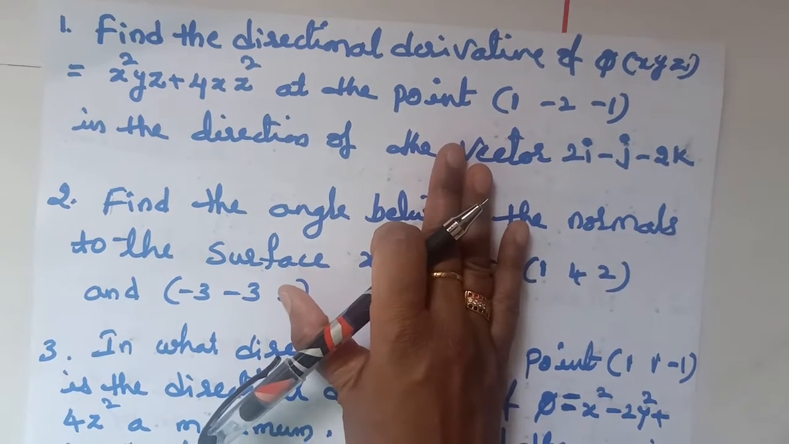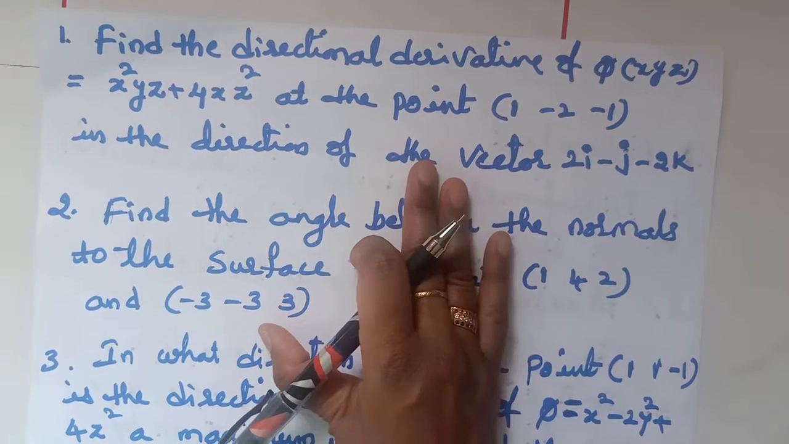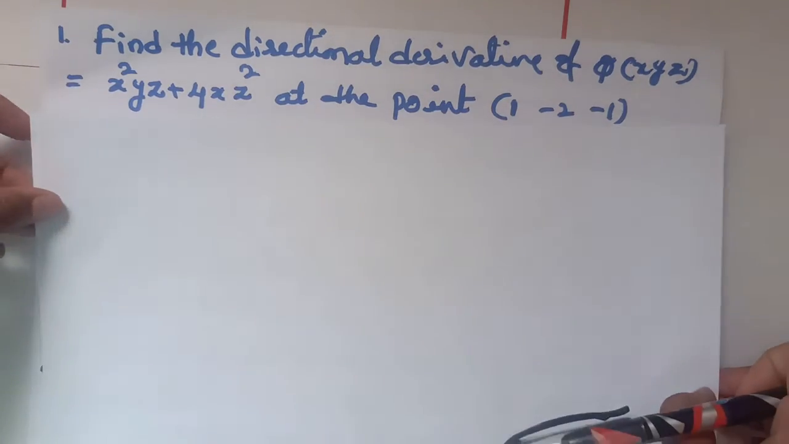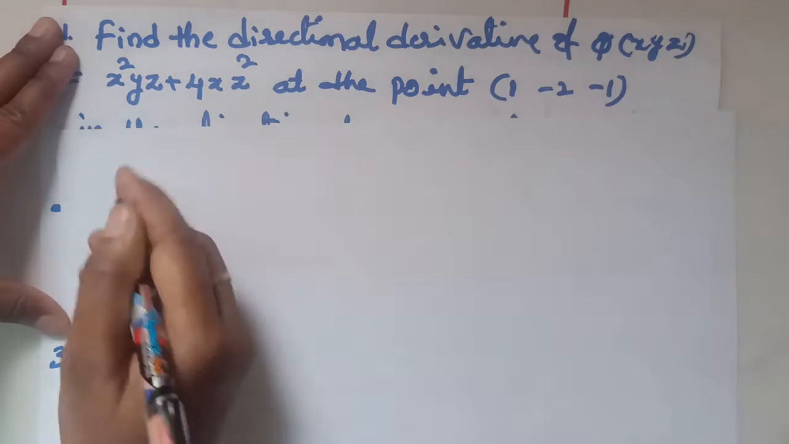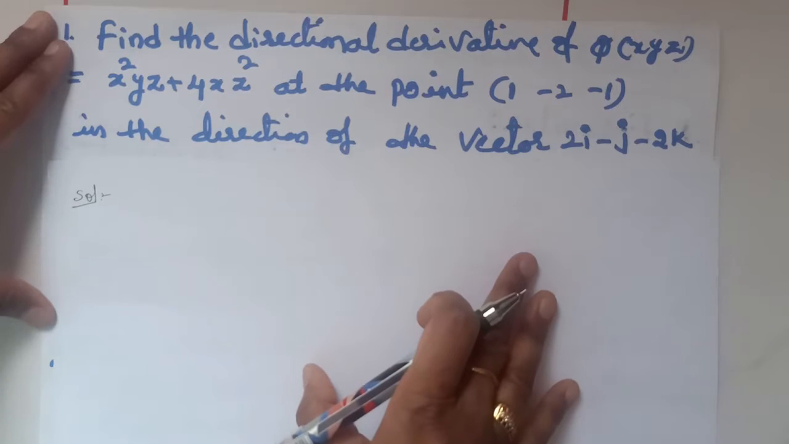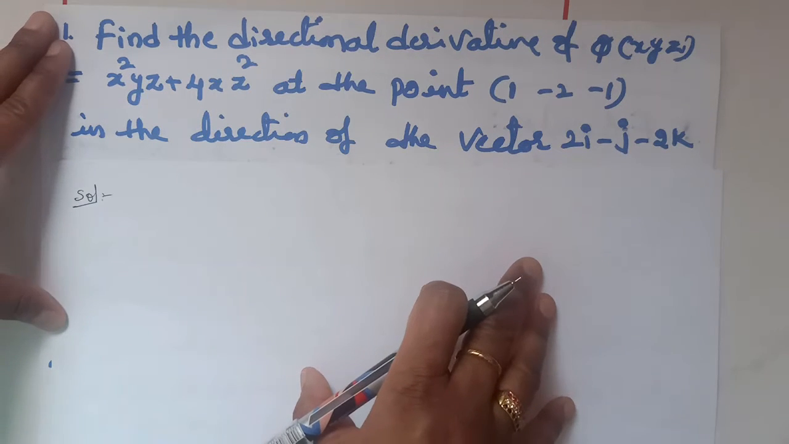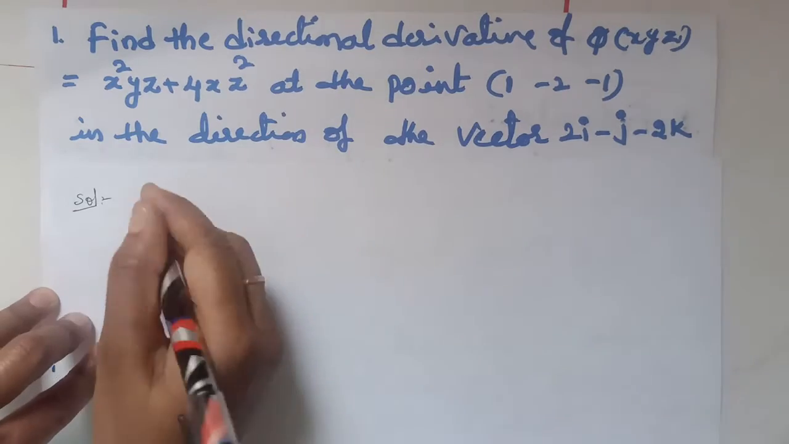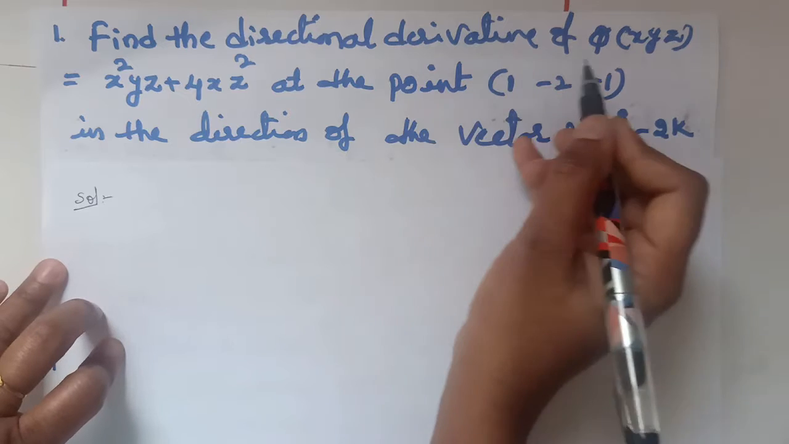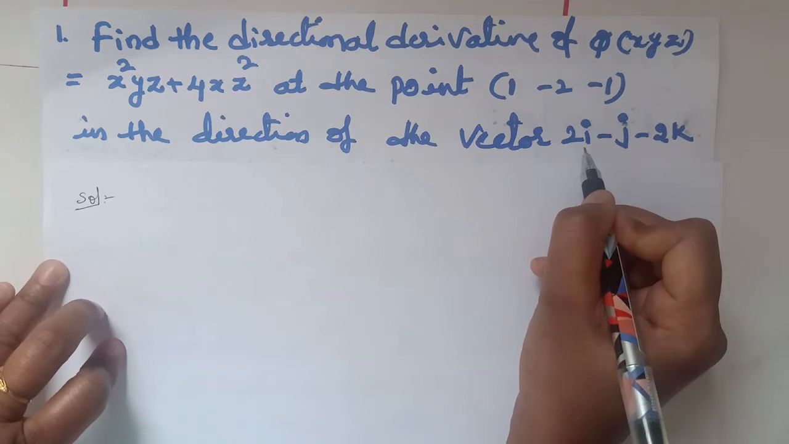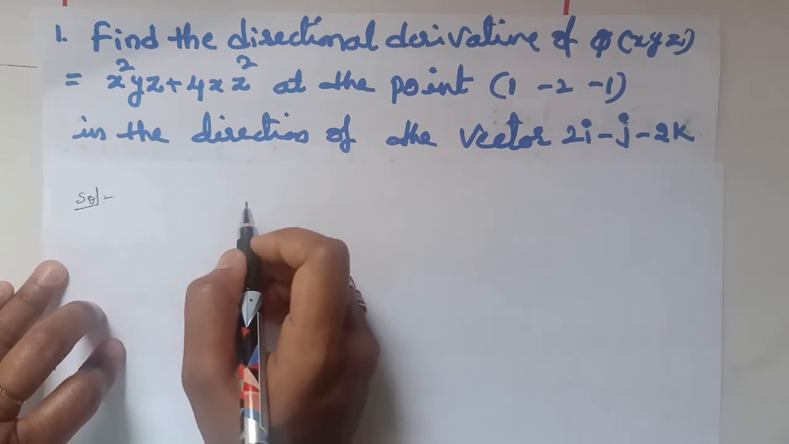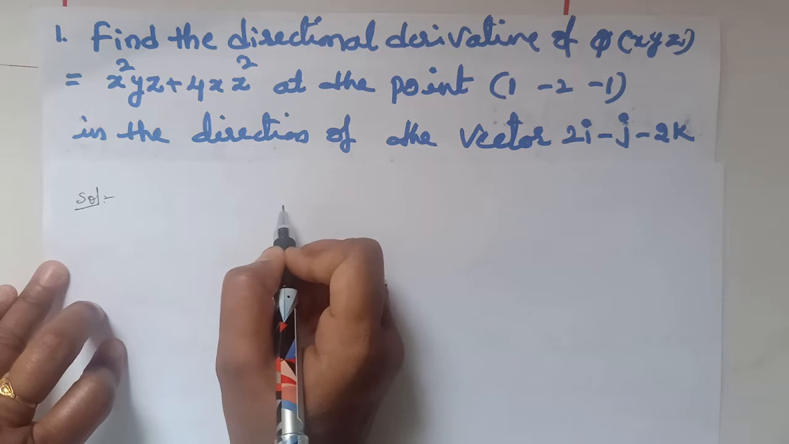Okay, let me solve the first problem, that is, find the directional derivative of phi of xyz equal to x squared yz plus 4xz squared at the point (1, -2, -1) in the direction of the vector 2i - j - 2k. Let us see what is given. You are going to find the directional derivative of phi in the direction of 2i - j - 2k. So to calculate this, we have to apply the first formula, that is del phi dot a cap.